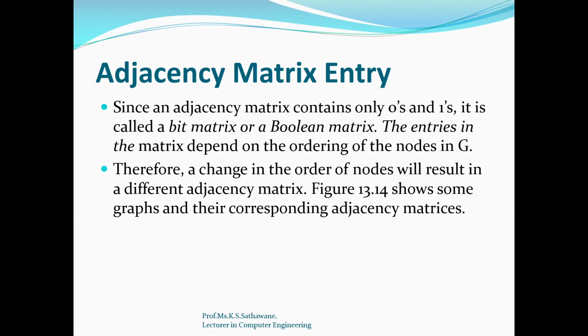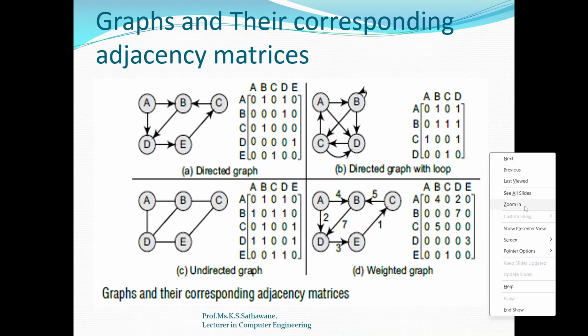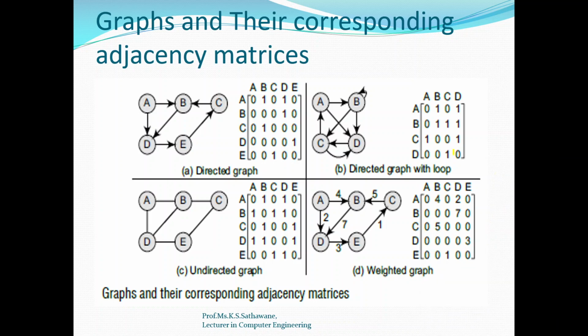So, the next figure shows some graphs and their corresponding adjacency matrix. So here are 4 examples wherein we have represented graph using adjacency matrix. So let us move on to this first example of directed graph. If you can see, there are total how many vertices? A, B, C, D and E. Means there are 5 rows and 5 columns in the adjacency matrix.